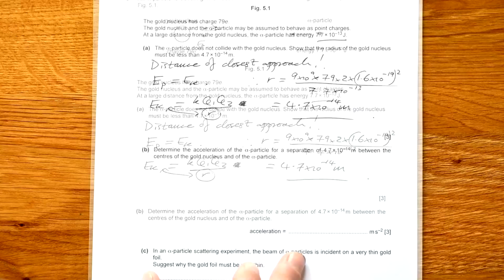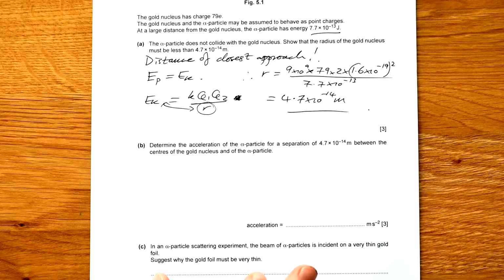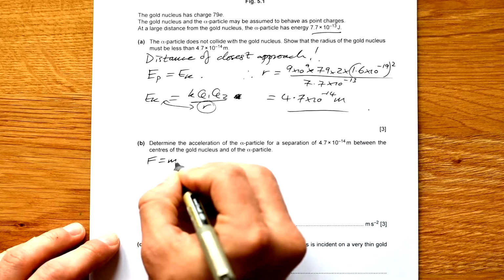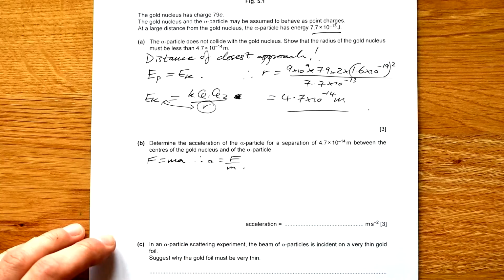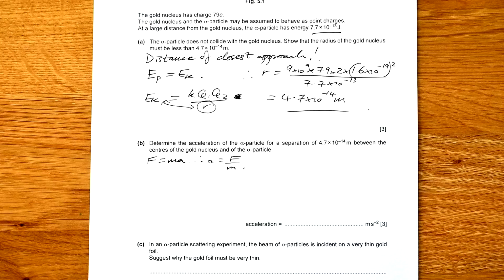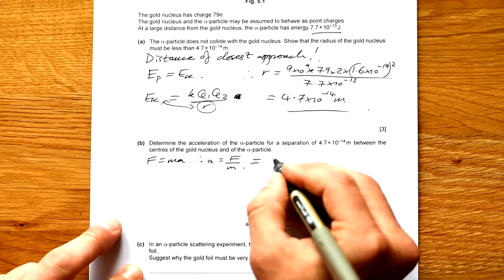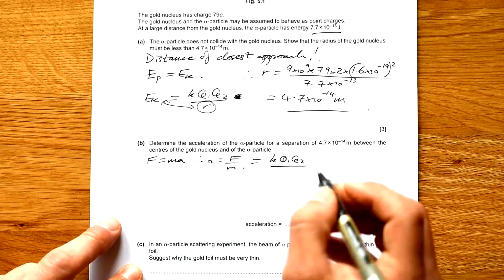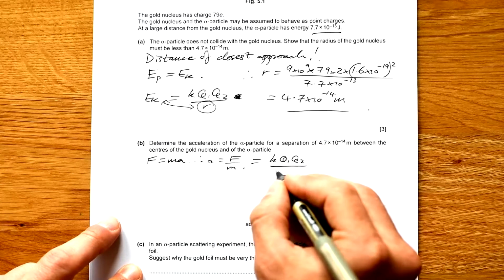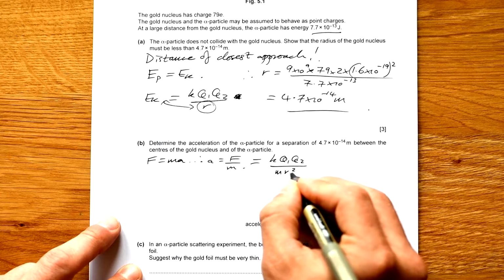Job done again. B, determine the acceleration of the alpha particle for a separation of that between the centers of the gold nucleus and of the alpha particle. So we know that F equals ma, so a is F over m. But what is the force on the alpha particle? It's equal to kQQ over r squared. So let's say over m r squared.